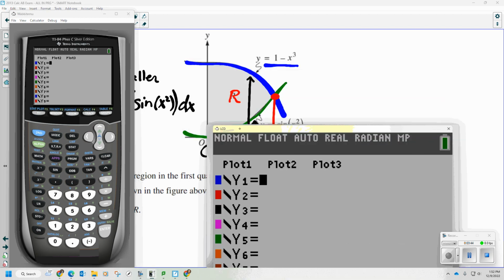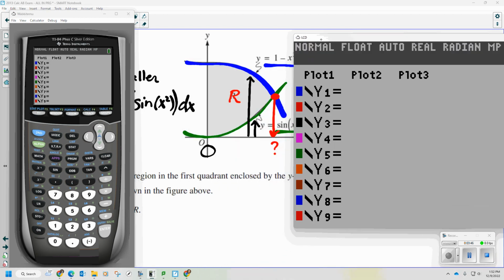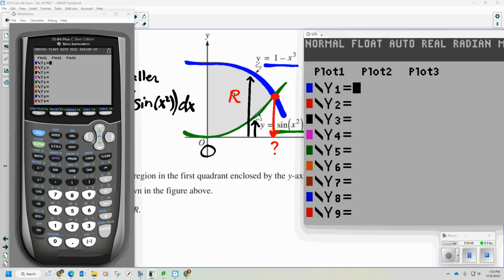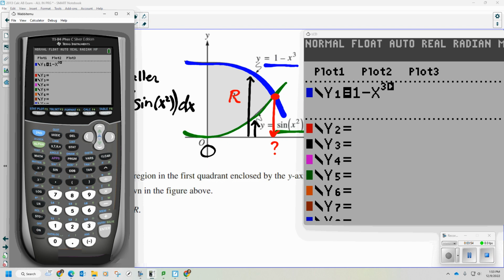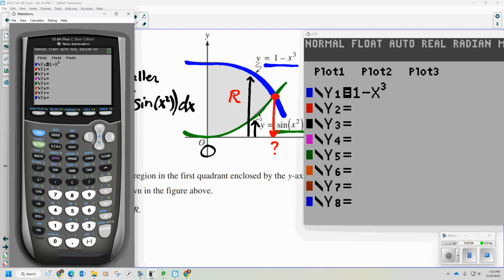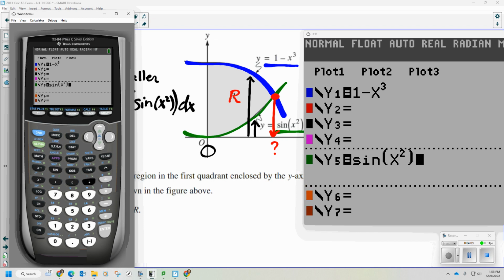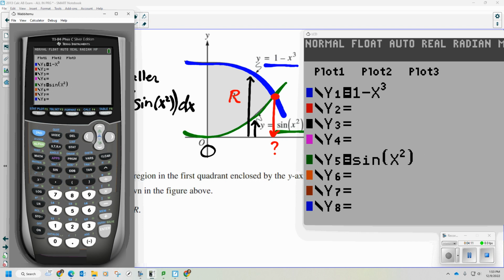So let's actually use the same colors. The blue, what I have on the board, is 1 minus x cubed. Can't use colors if you don't have the color edition. Oh, I'm so fancy. You already know. It's okay. Then the sine of x squared. Boom, it's right there. And we're going to graph these puppies.